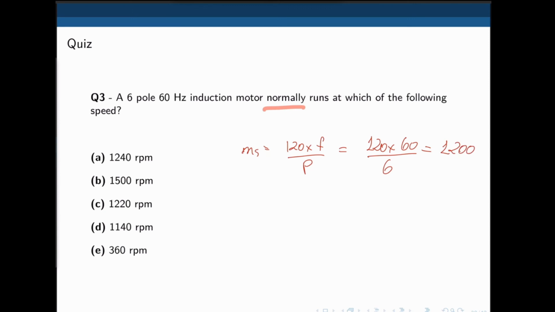So what is the correct answer? None of the above. None of them? Any other guesses? D. Why is D? It has to be running at lower. Exactly. It must be running at a slightly lower speed than the synchronous speed. So the correct answer is D.